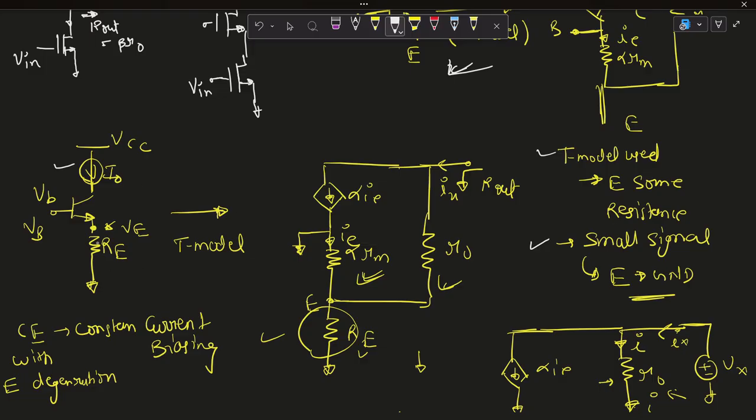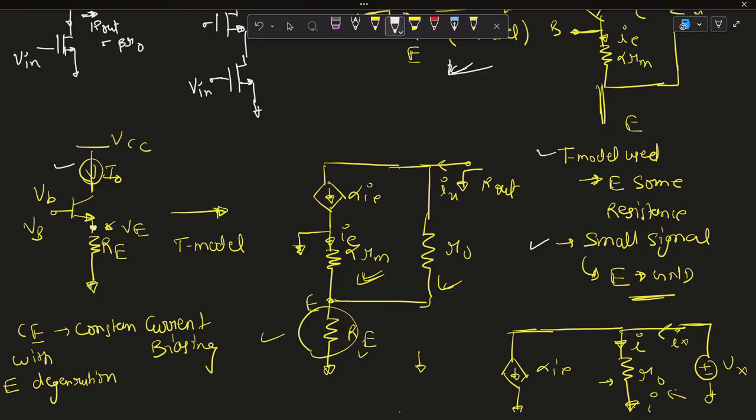In this case, the emitter is connected to RE, and we can assume this node potential is VE. So it has some fixed potential VE. We are using the T model as the emitter is connected to some resistance. It is not a perfect rule, but we can follow this. It will make our analysis much easier. So this is our T model.